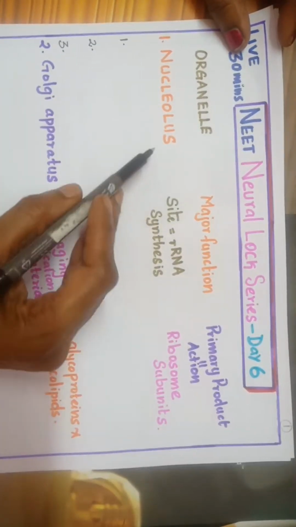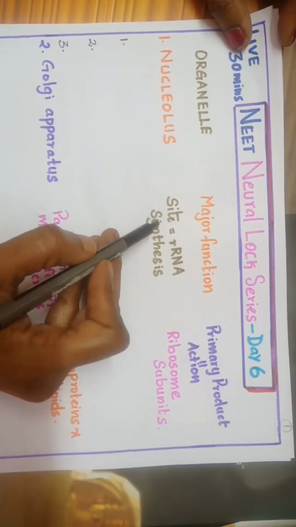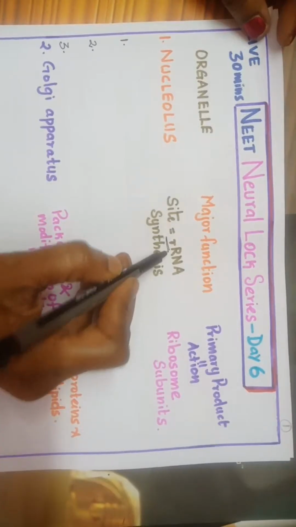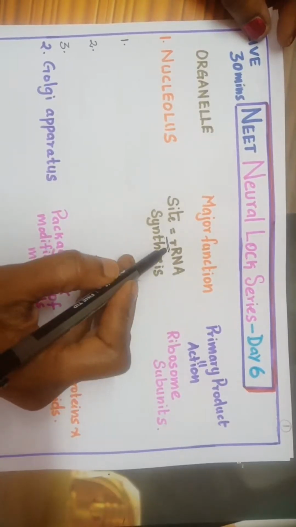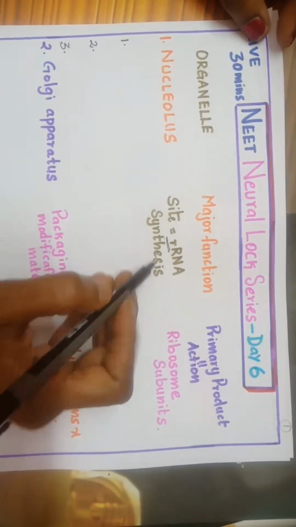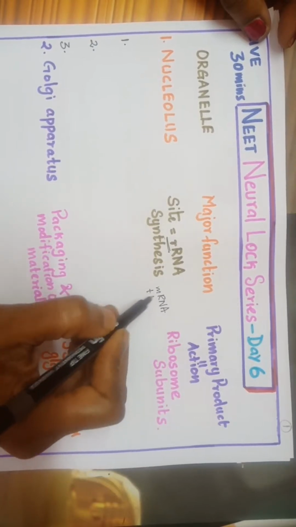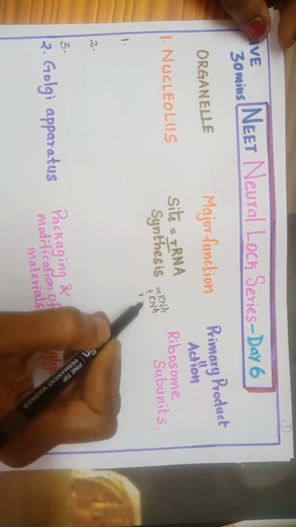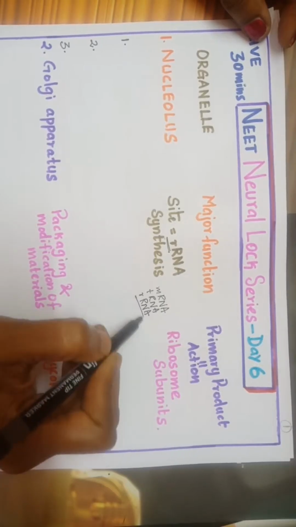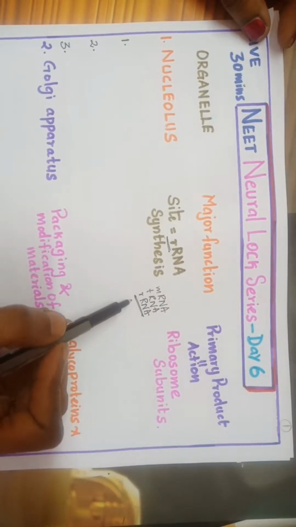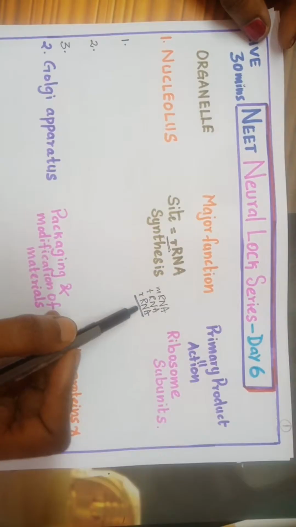So what is the major function of nucleolus? It is the site for rRNA synthesis. R stands for ribosomal RNA synthesis. What are the other RNA? You have mRNA, tRNA and rRNA. Okay, do you know which lesson it comes in? If you know it, type the answer in the comment section.